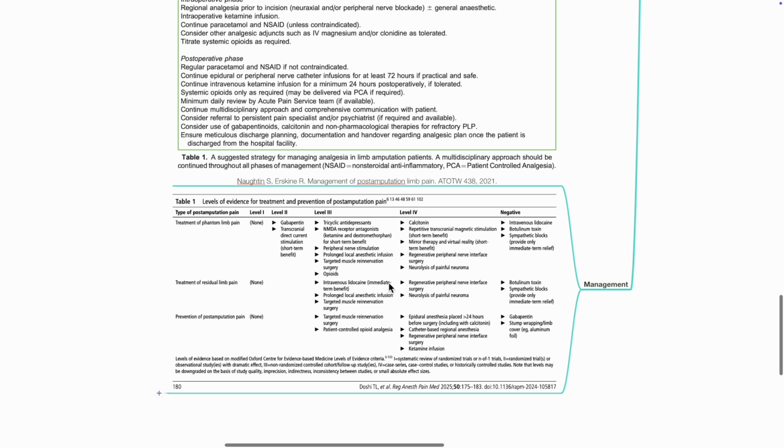For treatment of residual limb pain, Level 1 evidence: none. Level 2: none. Level 3: IV lidocaine, prolonged LA infusion, and targeted muscle reinnervation surgery. For Level 4 evidence: regenerative peripheral nerve interface surgery and neurolysis of painful neuroma. Negative evidence for botulinum toxin and sympathetic blocks.